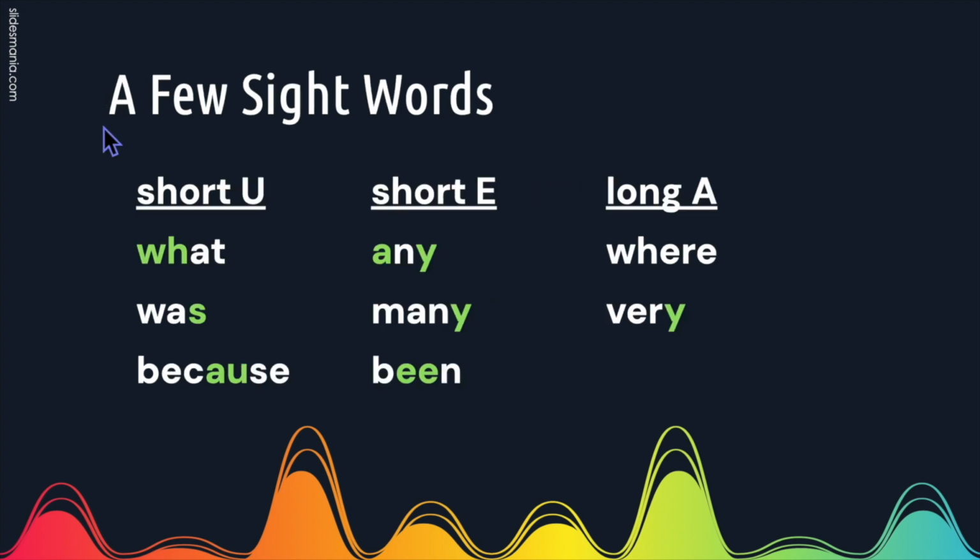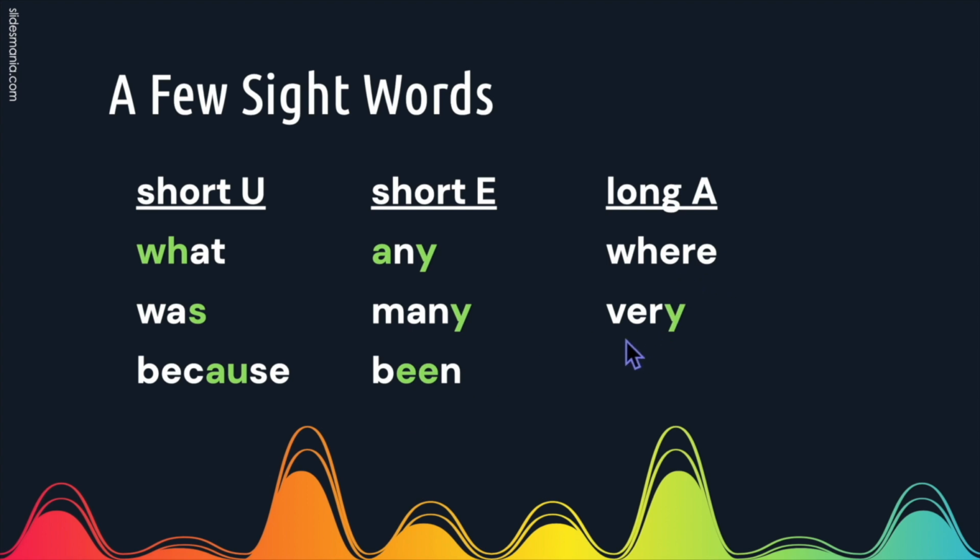Here are a few more sight words that I haven't covered in other lessons. In these three, we have a short U sound. WH has the sound of W in most of the United States, so this word is what. This S will use its second sound, so we have was. This AU is going to have a short U sound, even though it usually says aw, so we have because. What, was, because. In all three of these words, these vowels take on a short E, and the Y at the end has a long E, so any, many, been.